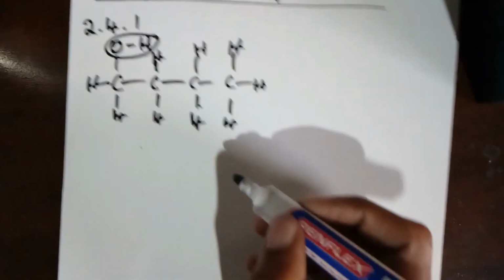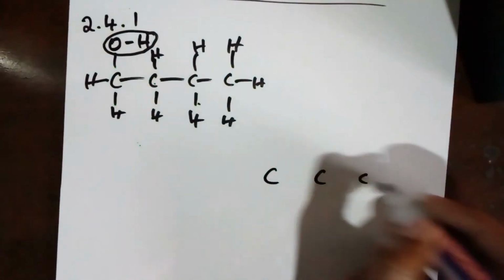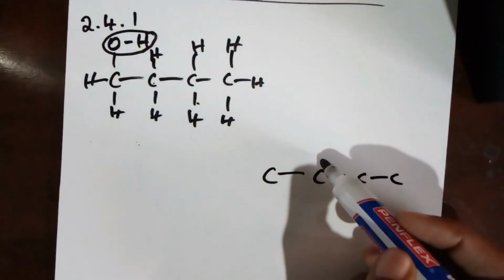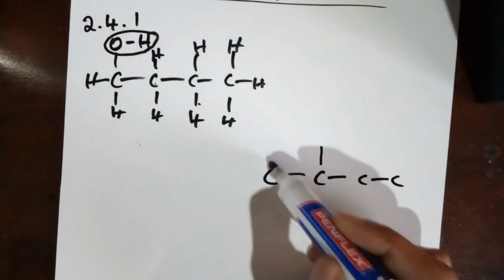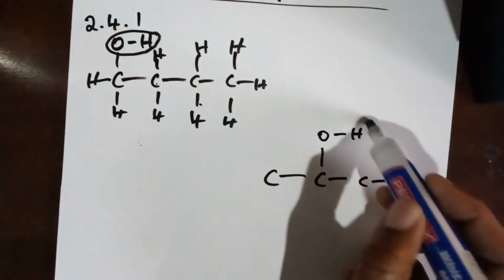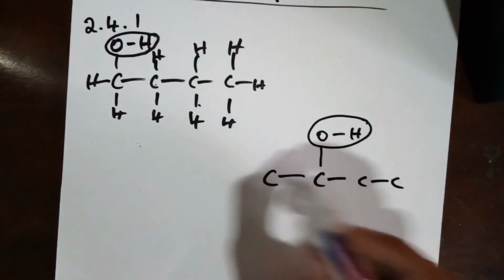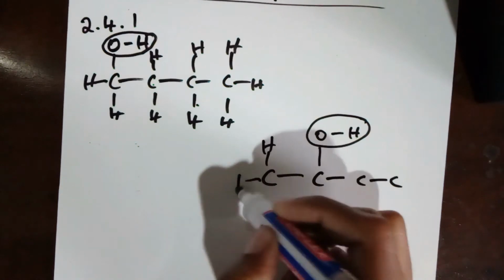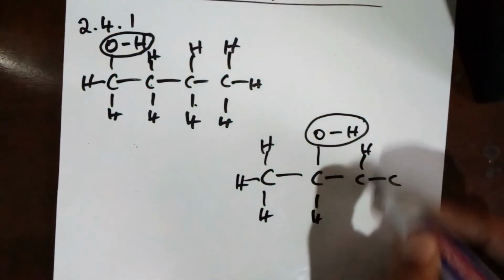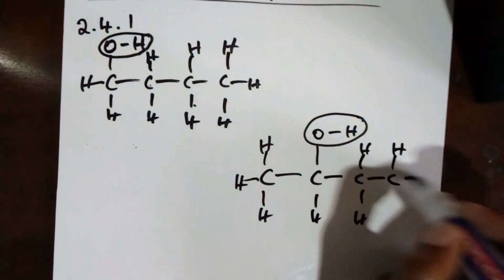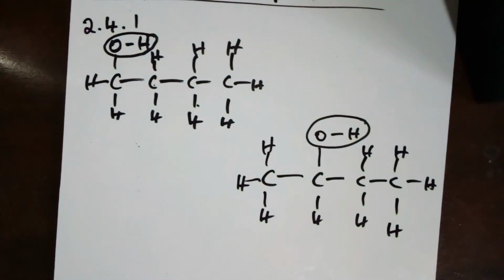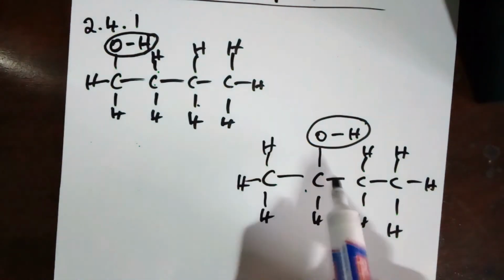So this means that we will draw the same number of carbons, which was 4, and then on the second carbon, instead of the first, we can put the hydroxyl group. So there we are.